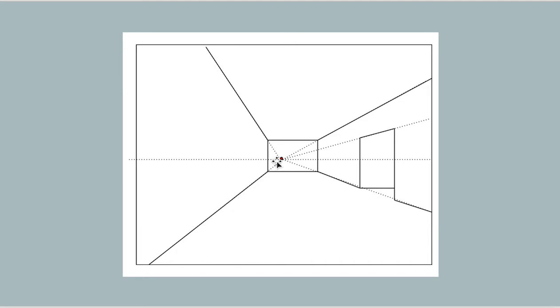Here's another example. The vanishing point's kind of low and to the side here. And because it's to the side, again, notice how big this wall is compared to this wall. And then here we have a cutout with a hallway.